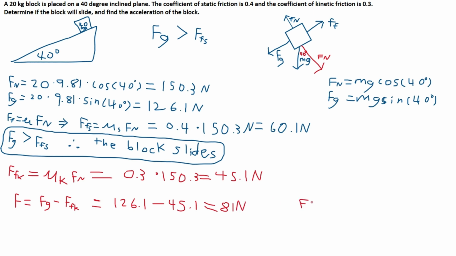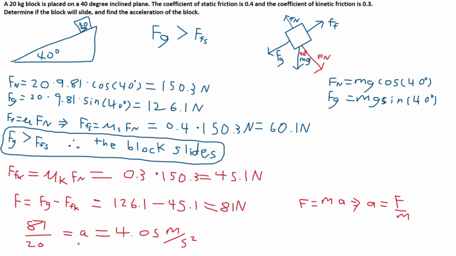Now, we can use Newton's second law that says the force equals the mass times the acceleration. Rearranging it to solve for the acceleration, the acceleration is equal to the net force divided by the mass. So plug in the values: we get 81 newtons divided by 20 kilograms equals the acceleration. Since all of our values are in SI units, we'll get the SI units of acceleration. So we got our answer of 4.05 meters per second squared is the acceleration of the block.